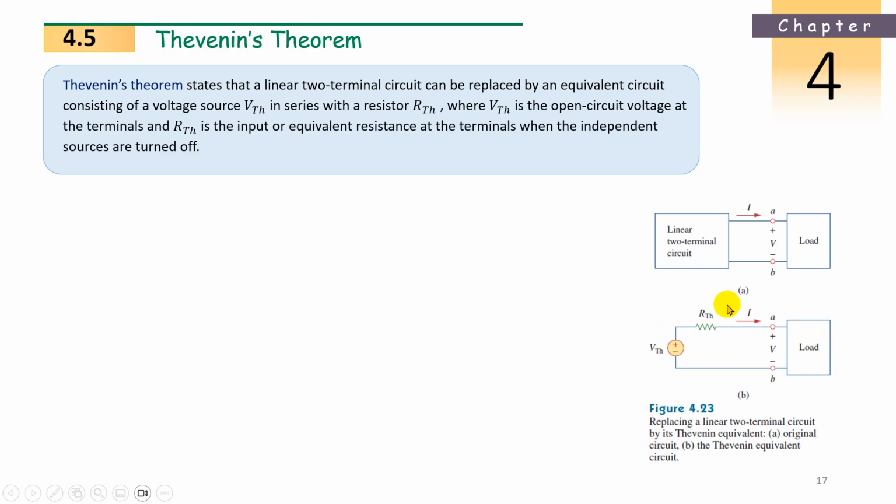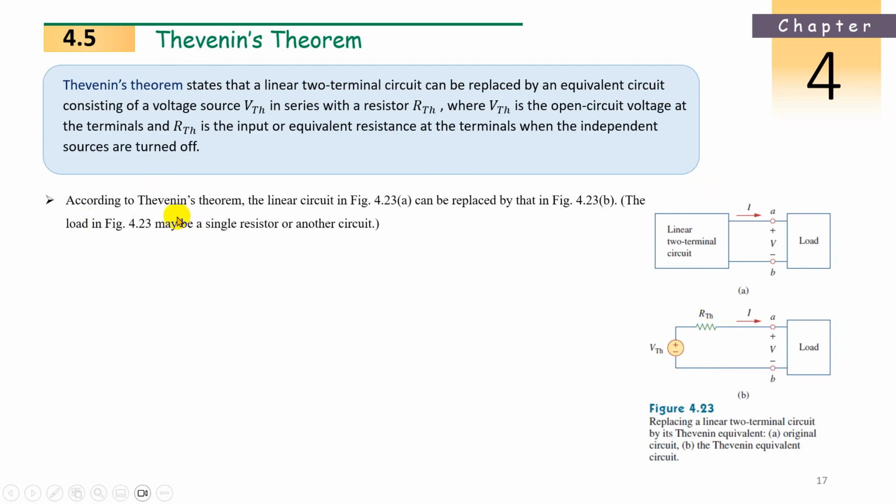Now VTH and RTH are in series. As per source transformation, a voltage source and resistance should be in series. When you come to Norton's theorem, the current source and RTH, or RN, will be in parallel. The current source and the resistance will be in parallel. So what are the rules? According to Thevenin's theorem, the linear circuit as shown can be replaced by that in the figure. The load in the figure may be a single resistor or another circuit, but generally it will be a single resistor.